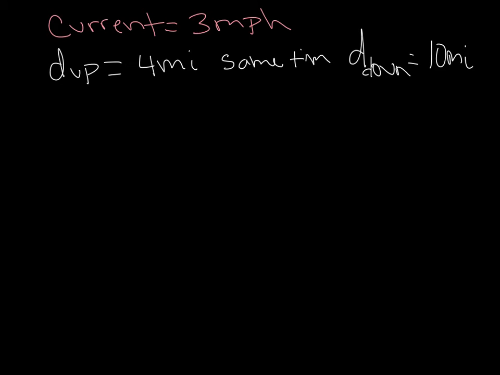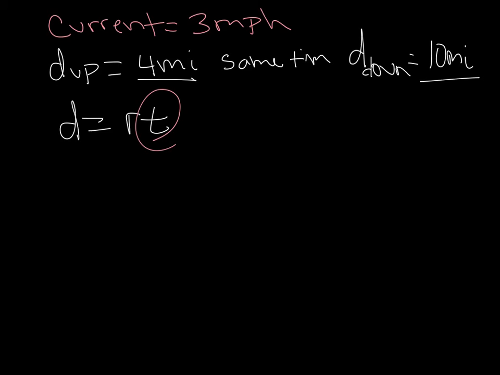So in other words, how fast can she paddle if there was no current at all in the river? And so we have to remember a couple of things here. Distance equals rate times time. Now, the trick with this is that we have two different distances. We're also going to have two different rates, but we want to find the rate in still water. The time here is going to be the same.